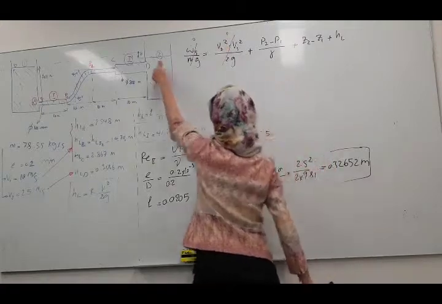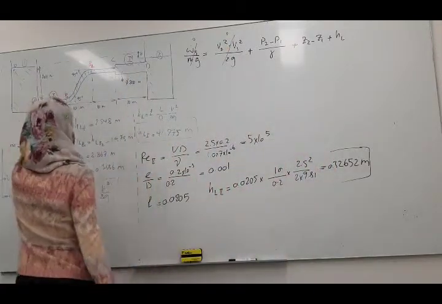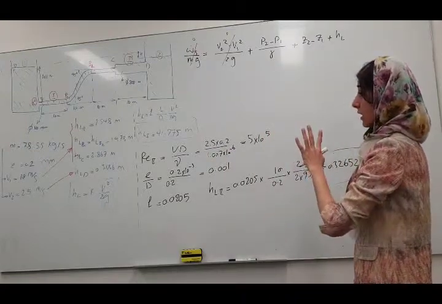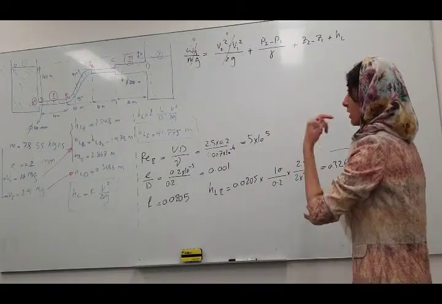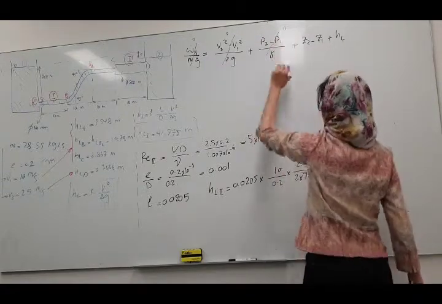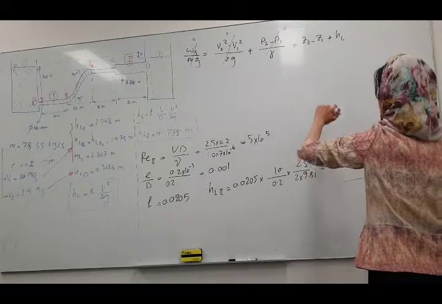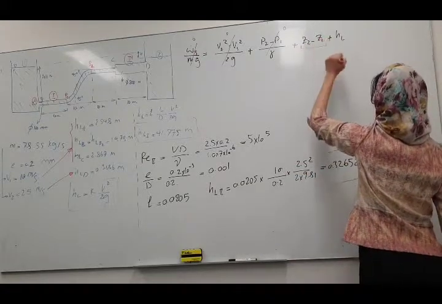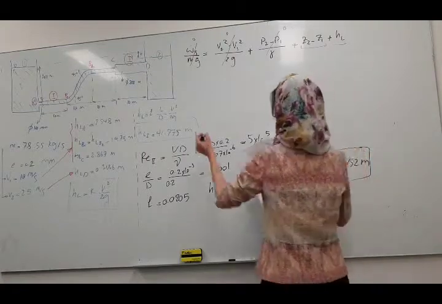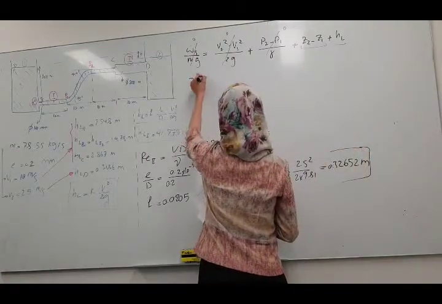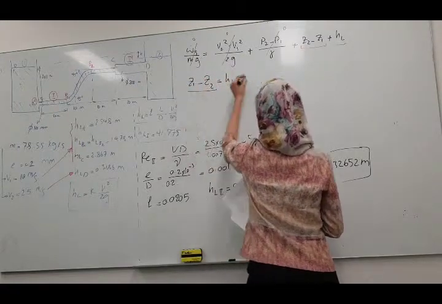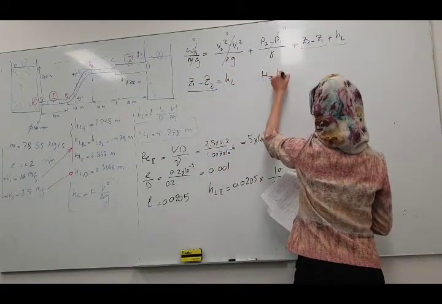The velocity here and here we assume is 0, and the reason we assume it is 0 is because it's a reservoir. So it's a big tank and the flow is almost stationary. The pressure is also 0 because at both points it is atmospheric pressure. This parameter we're looking to find, and HL is the head loss. So if I rearrange this equation, Z1 minus Z2, which is H, is equal to HL.